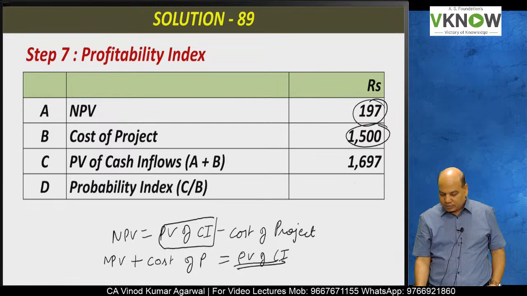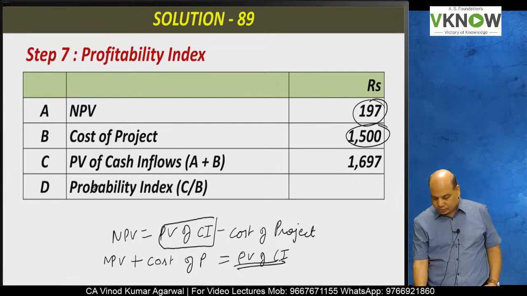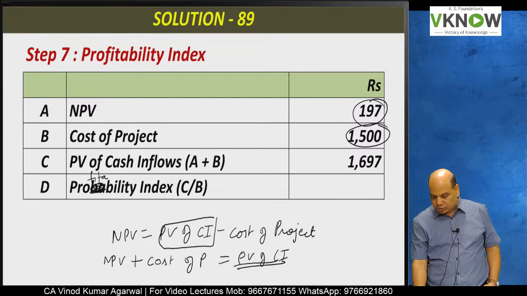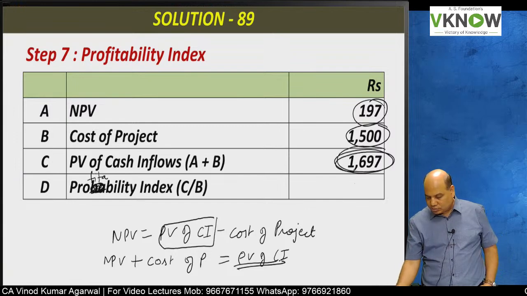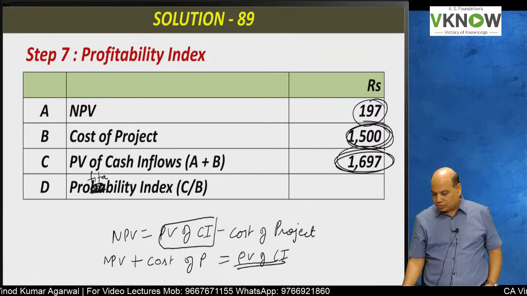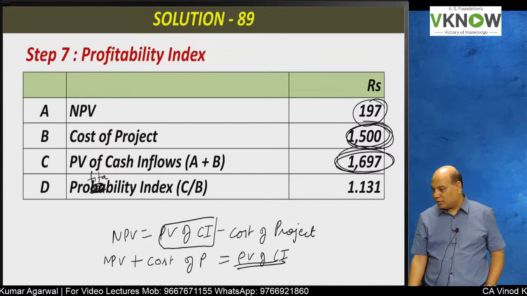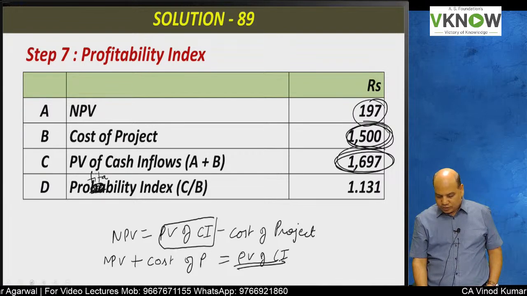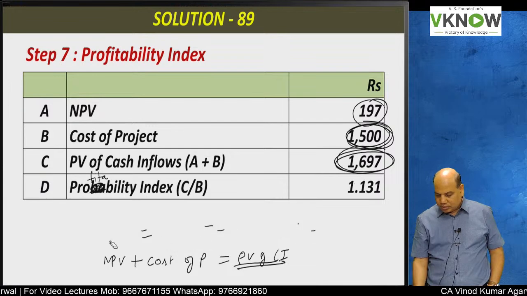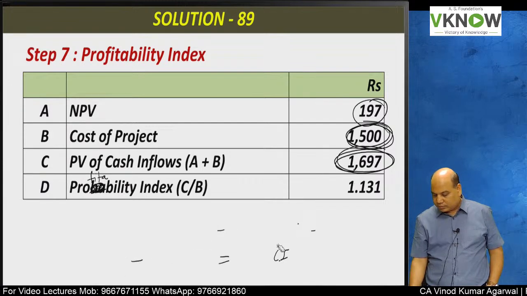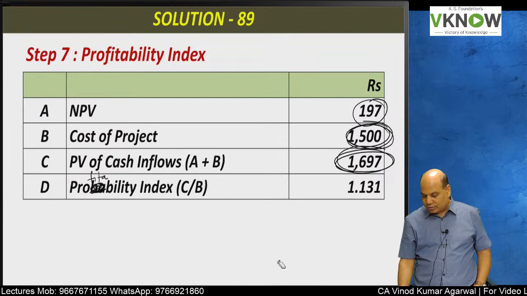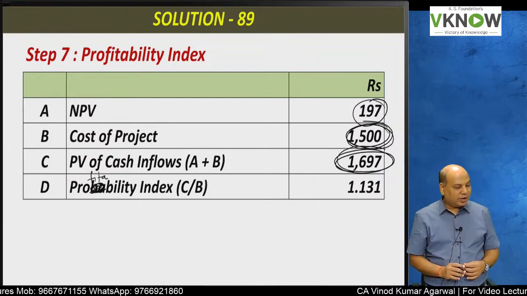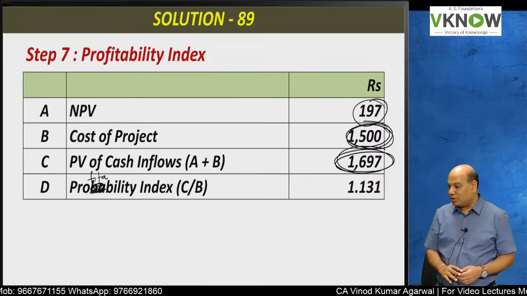And therefore profitability index will be inflow divided by outflow, 1.131. This is my answer. Who got it right? Did anyone get it right? 1.131.